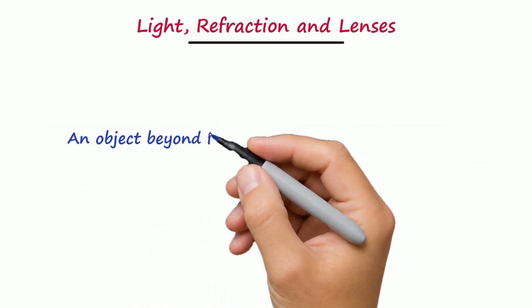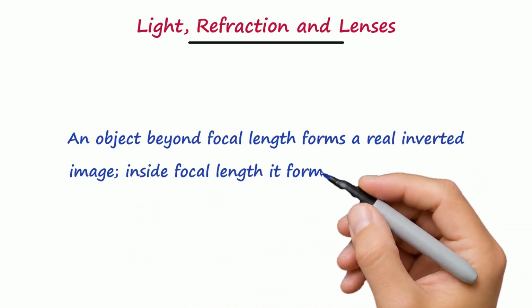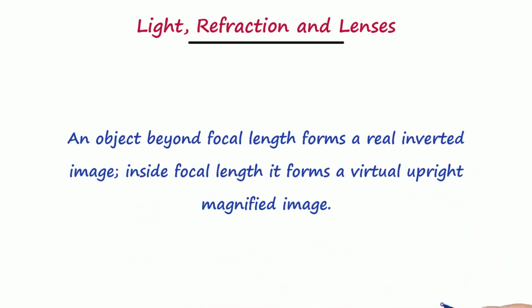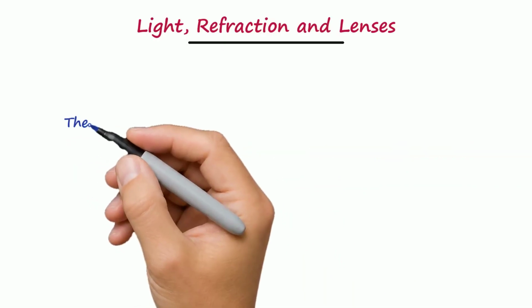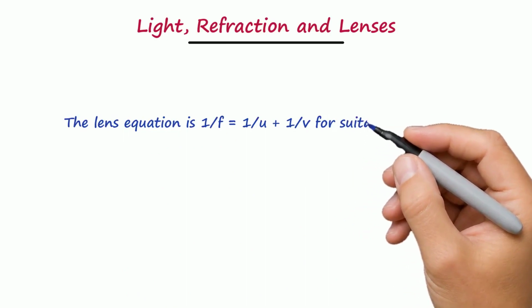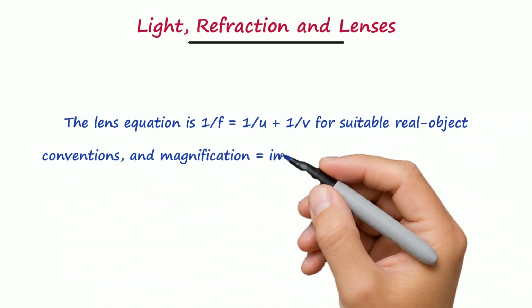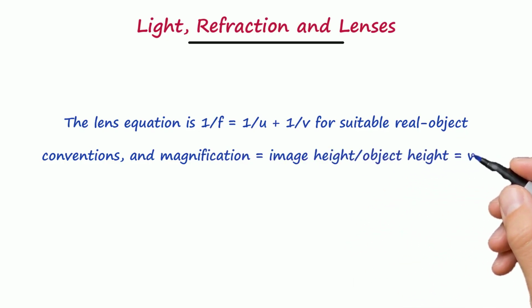An object beyond the focal length forms a real inverted image; inside the focal length it forms a virtual, upright, magnified image. The lens equation is 1/f equals 1/u plus 1/v for suitable real object conventions, and magnification equals image height over object height equals v over u in magnitude.